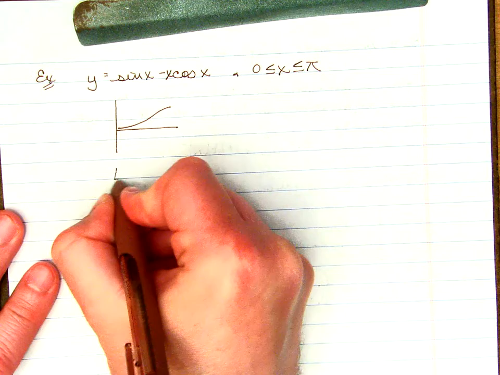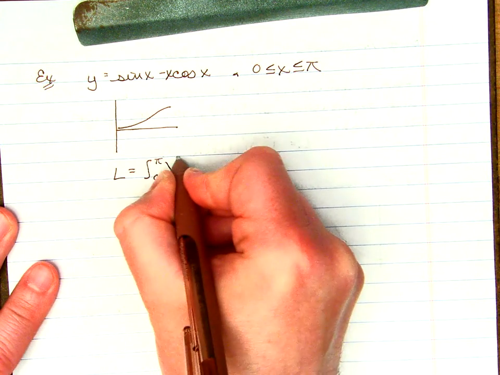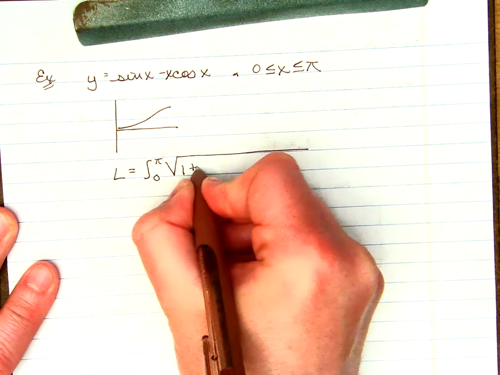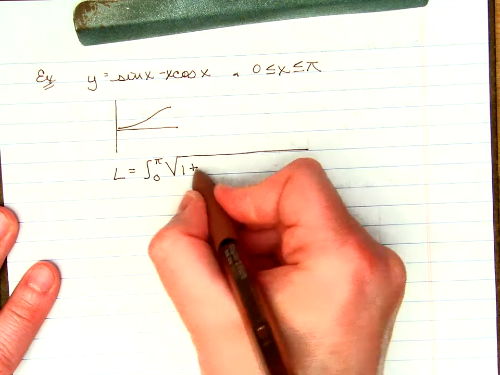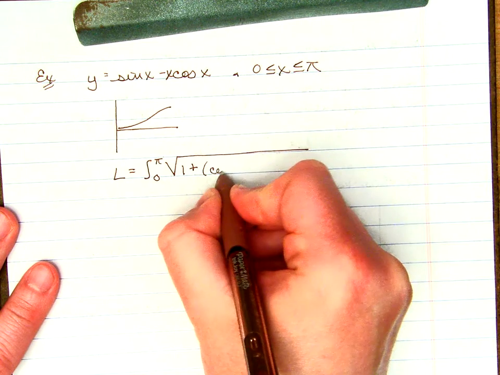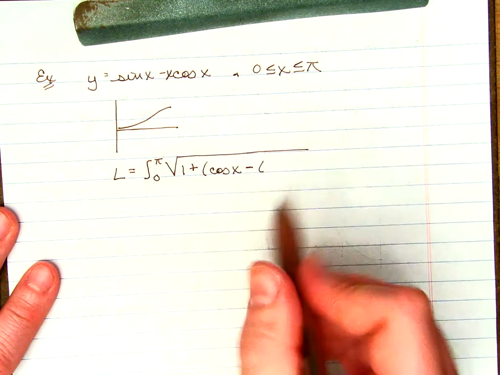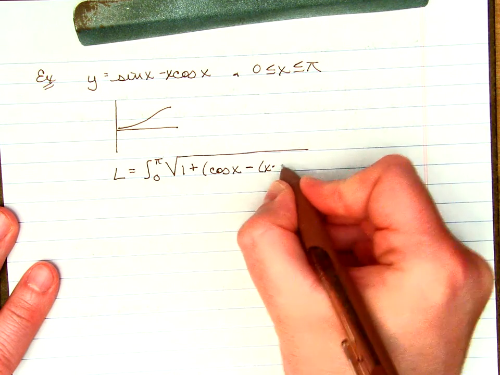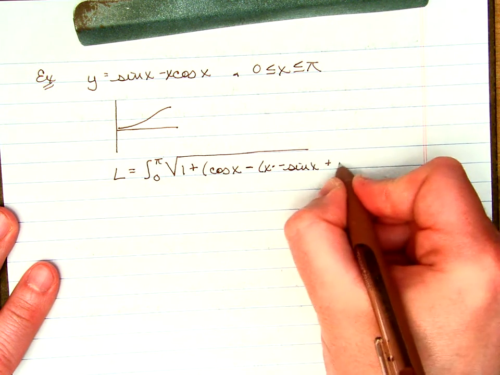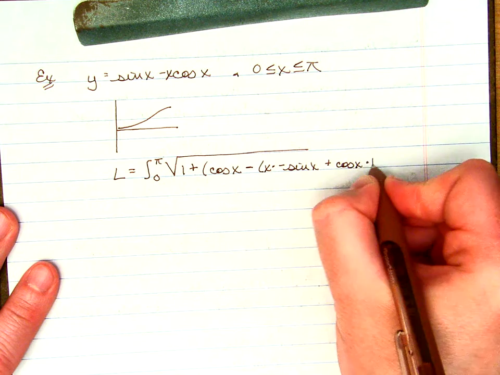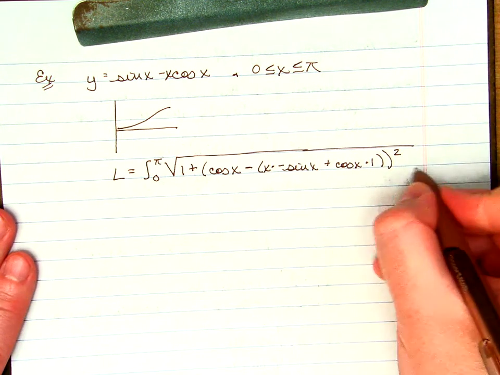My formula says L equals the integral from 0 to pi of the square root of 1 plus, okay, the derivative of that thing squared. Let's see, derivative of sine x is cosine x, minus, okay, product rule on x cosine x. First, x times the derivative of the second, negative sine x, plus second, cosine x, times the derivative of the first, which is 1. Close both sets of parentheses and square this, dx.